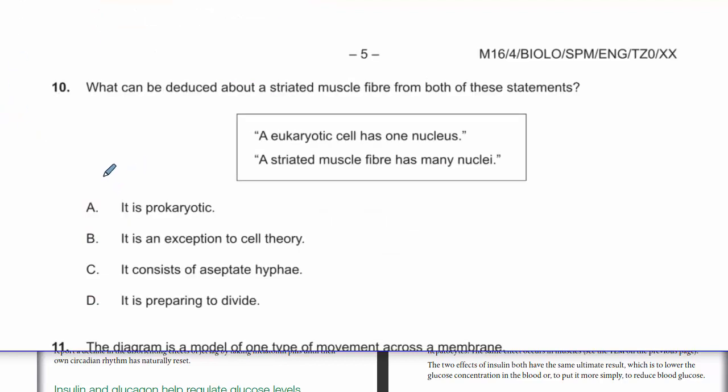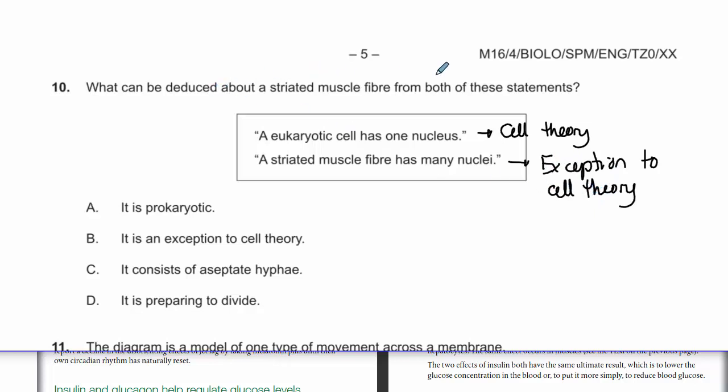10. What can be deduced about a striated muscle fiber from both of these statements? A eukaryotic cell has one nucleus, and this is typical cell theory. Cells have certain common features, and one nucleus per cell is one of those features. A striated muscle fiber has many nuclei, and this is also correct, but it's an exception to cell theory.